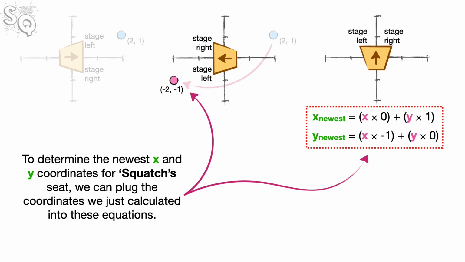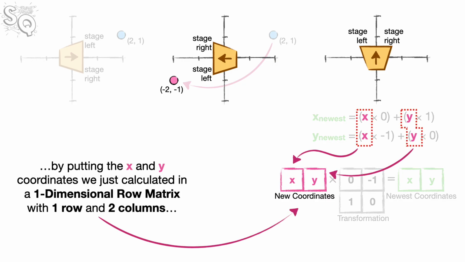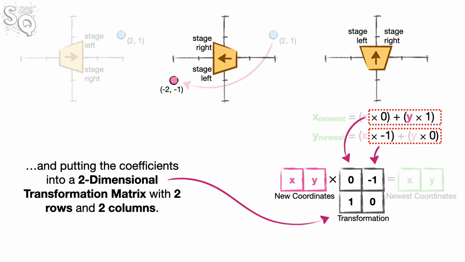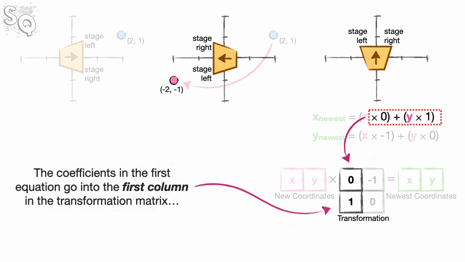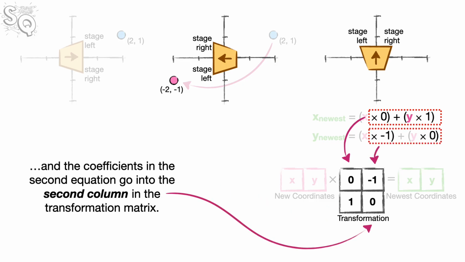To determine the newest x and y coordinates for Squatch's seat, we can plug the coordinates we just calculated into these equations. And, just like before, we can convert them into matrix notation by putting the x and y coordinates we just calculated in a one-dimensional row matrix with one row and two columns, and putting the coefficients into a two-dimensional transformation matrix with two rows and two columns. The coefficients in the first equation go into the first column in the transformation matrix, and the coefficients in the second equation go into the second column in the transformation matrix.